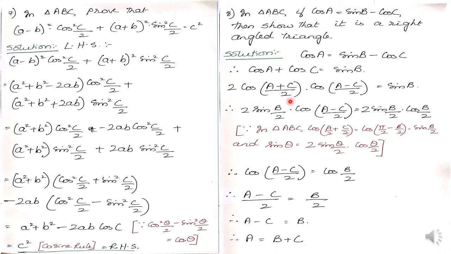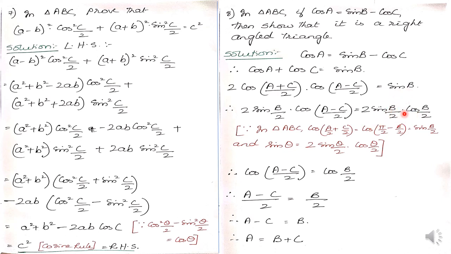Now, what has been done over here? Now 2 cos (A plus C) by 2. In a triangle, if you remember, A plus B plus C is pi, or (A plus B plus C) by 2 is pi by 2. So (A plus C) by 2 is pi by 2 minus B by 2. Taking cos on both the sides, cos (pi by 2 minus B by 2) becomes sin B by 2. Thus we get this entire expression, that is cos (A plus C) by 2 as sin B by 2.